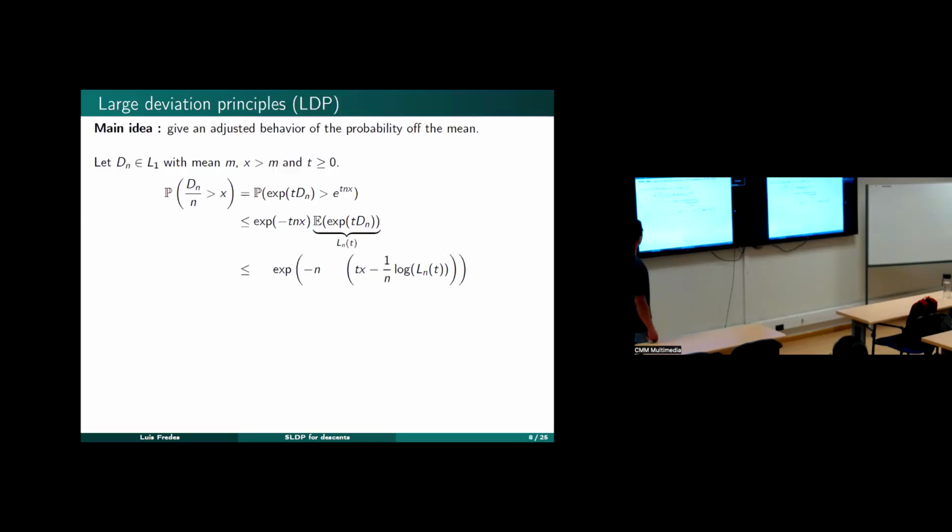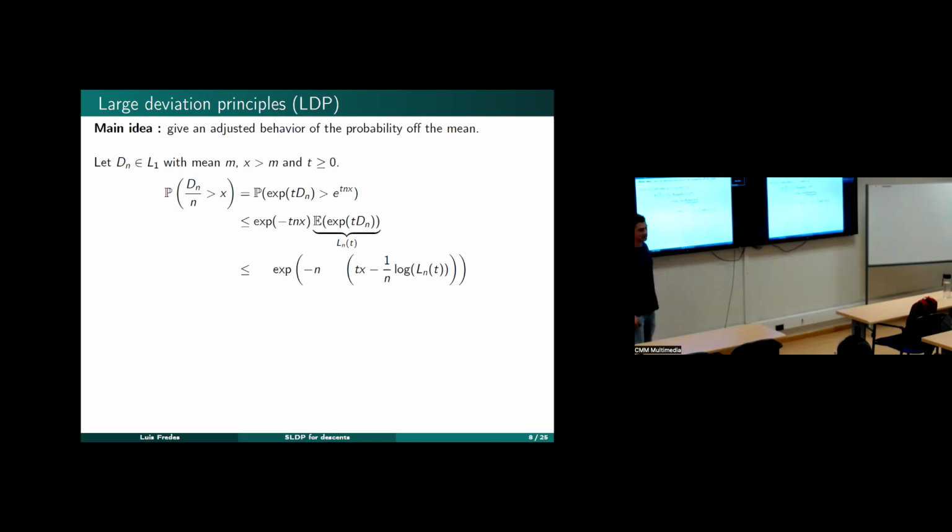So now I will tell you an introduction to large deviation principles. The main idea is this is really hand-wavy. I just wanted to give an intuition of what is happening. So the main idea is to give an adjusted behavior of the mean of these distributions. So since I know that dn divided by n converges almost surely to 1/2, I will be interested in what happens with bigger than 1/2 and smaller than 1/2. So these are kind of steps that we could follow. I expect that everyone could follow.